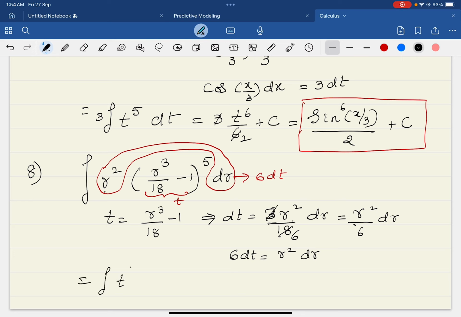Now we are going to write this as the basic integral. That is the beauty of this substitution. Such a complicated function, where you have r square, r cube by 18 minus 1 power 5 dr, is looking very complicated, right? But when you write this using the substitution, the whole thing becomes t power 5. This r cube by 18 minus 1 is t, so it is t power 5, and r square dr we write as 6 dt. Such a simple function, we write it as dt and write 6 outside.